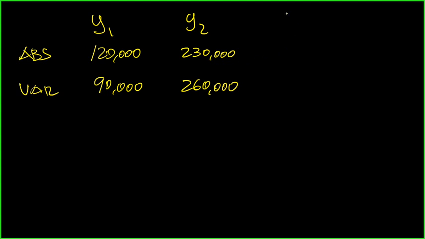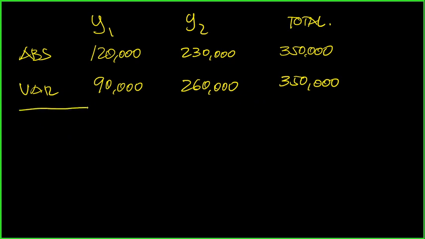Now, if you try to look at the total, 120 plus 230, this is 350. And this one is also 350. So the net income is the same, nagkaroon lang ng timing difference.